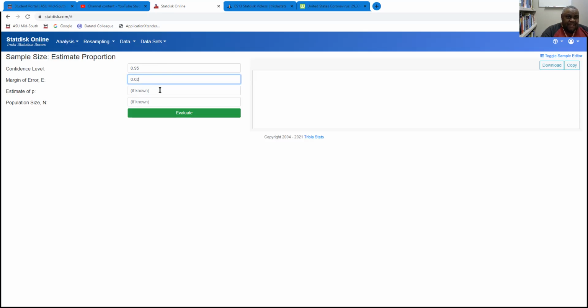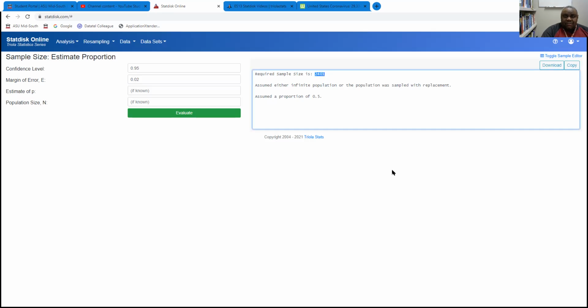The estimate of p is not known. We leave that blank in this particular problem. The population size is not known. Again, we leave that blank. So click on Evaluate. We're assuming a proportion of 0.5, so the required sample size is this number, 2,401.